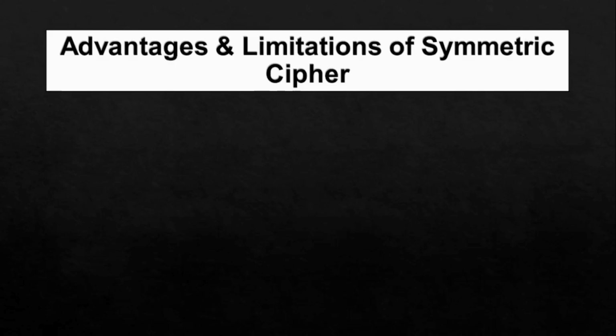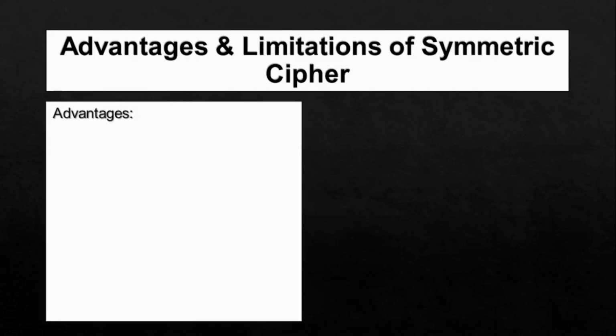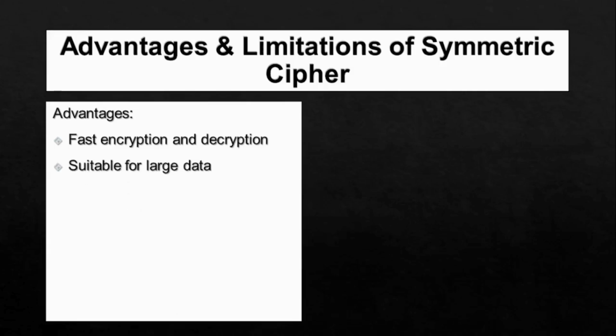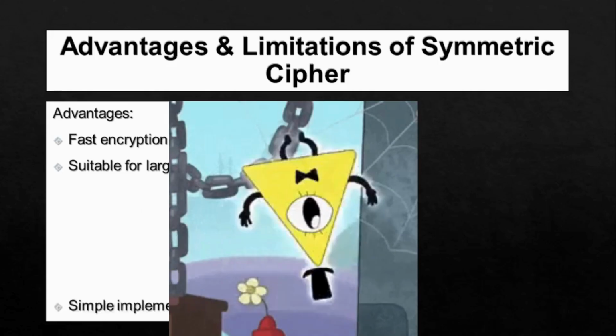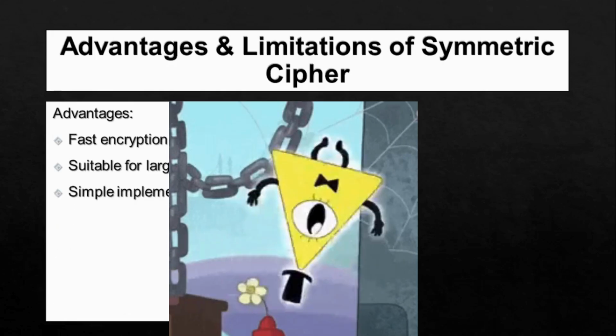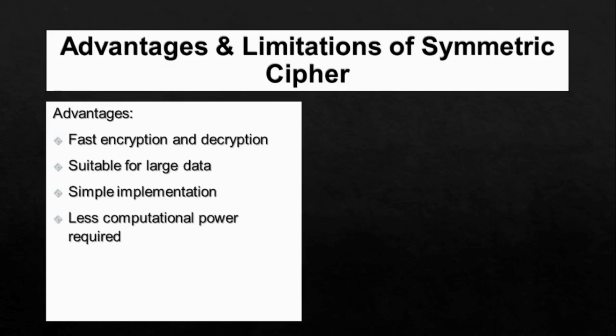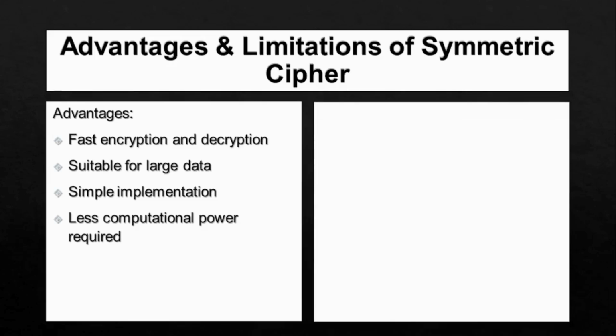Now let's understand the advantages and limitations of symmetric cipher. The main advantage of symmetric encryption is that it is very fast. It is suitable for large amounts of data. The implementation is very simple, and it also requires less computational power for encryption and decryption. Because of these advantages, it is widely used in practical systems.